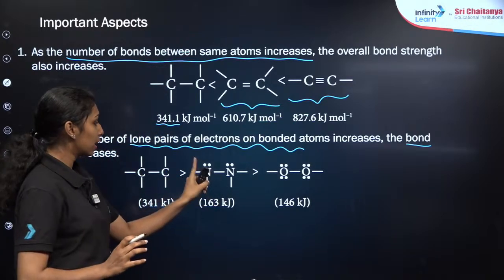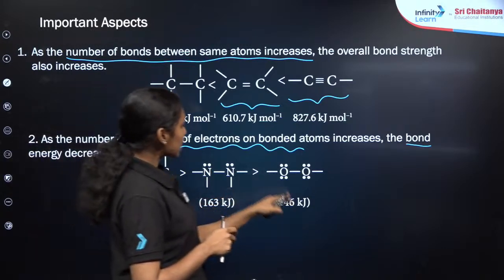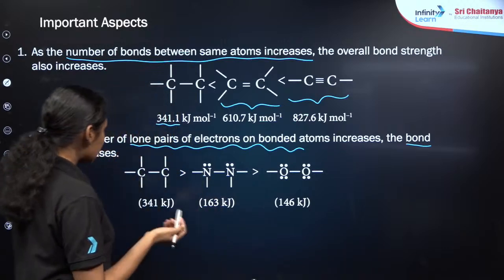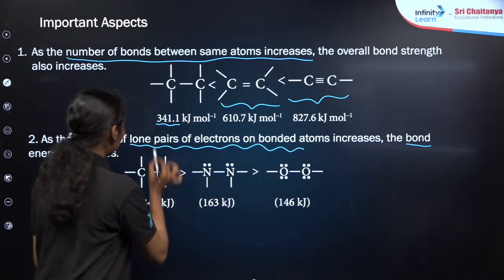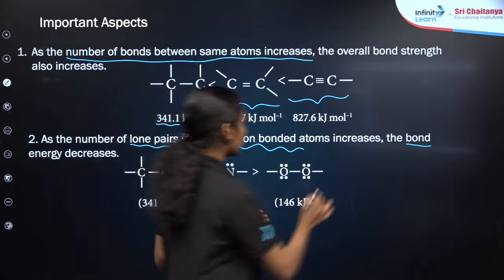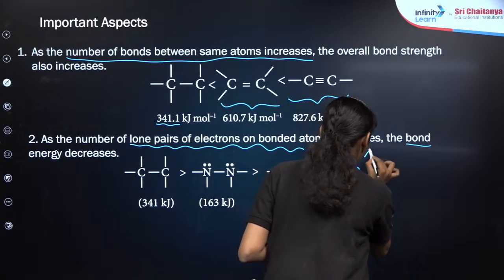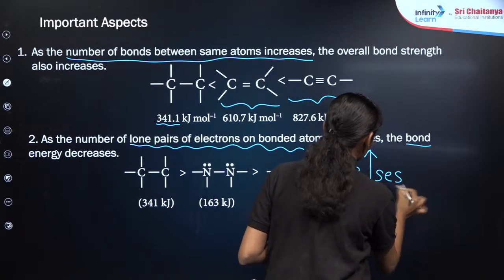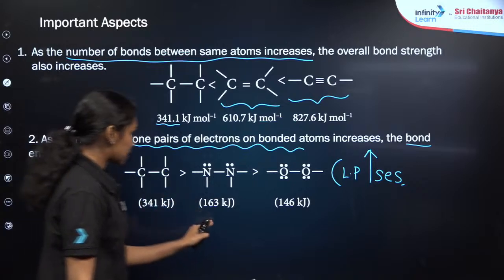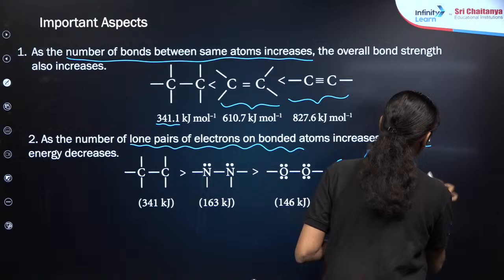Then what about nitrogen? It has 2, which means two lone pairs are present in the case of nitrogen. In the case of oxygen, it is in total 1, 2, 3, 4, right? 4 lone pairs are present. As you can see here, while moving from carbon to nitrogen to oxygen, the number of lone pairs (LP) increases, right? So what will happen to the energy? First it is 341, then it is 162, then it is 146, which means that bond energy or bond strength decreases.